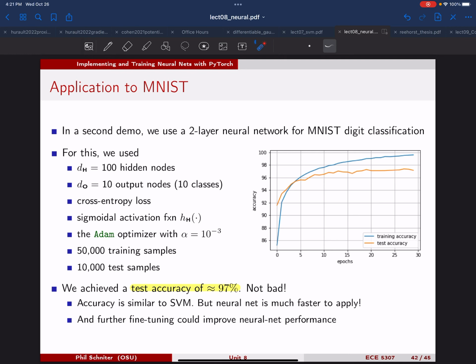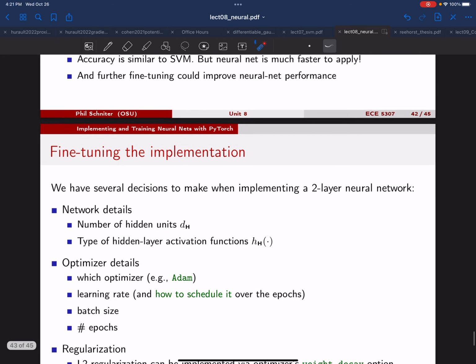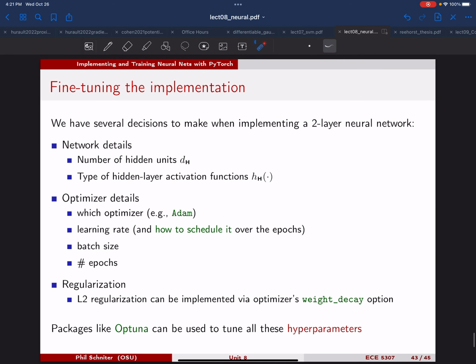Okay, so that's MNIST. Now, in general, when you design these neural networks, at least 2-layer neural networks, there's a number of things that you want to choose to get good performance. So one important thing is how many hidden units do you use? If you don't use enough hidden units, the performance is definitely not going to be good. If you use too many hidden units, there's a possibility of overfitting.